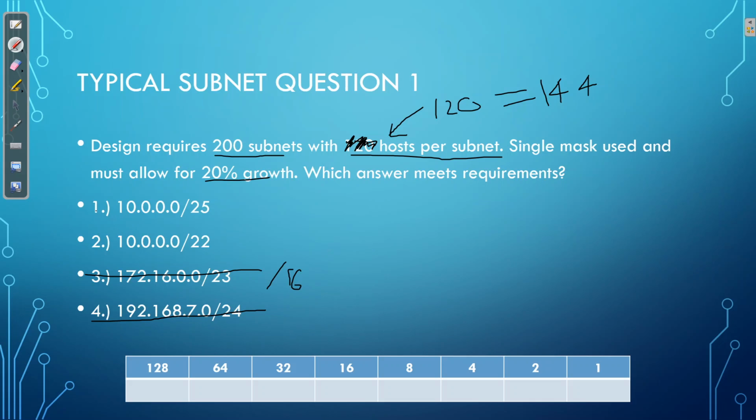Number 1 is also ruled out because that only allows for me to have 7 host bits, which again does not meet my requirements of having 8 host bits. So from process of elimination, number 2 is the correct answer because that gives me enough subnet bits and enough host bits to meet my requirements.